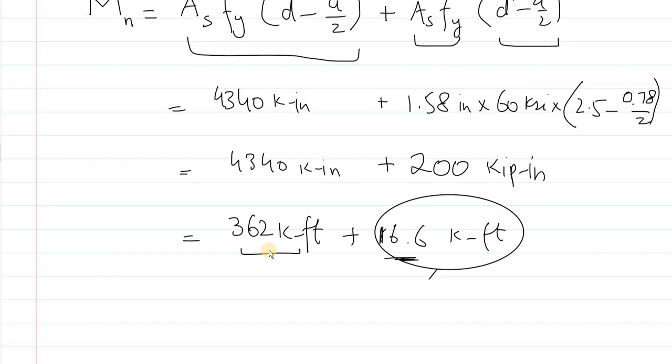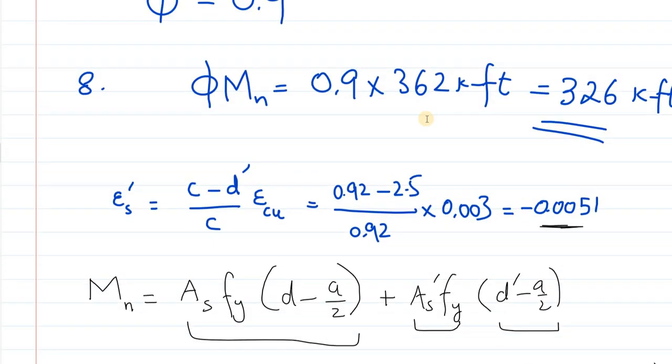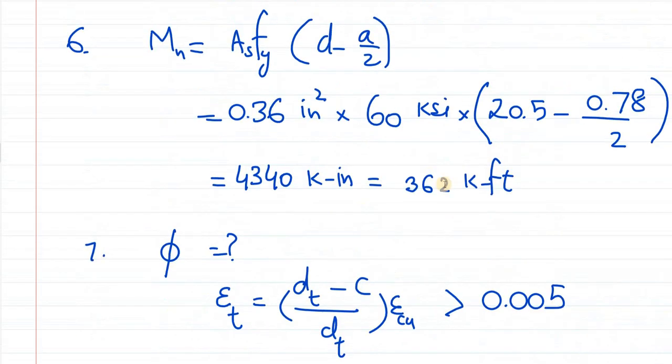And this is sort of an extreme case where the value is very, very small. a is 0.78 inch. If this value were a bit higher, the contribution would be even smaller. For example, in another case, let's say a becomes 2 inches. Then this will be 2.5 minus 2 by 2, making 1.5, so the lever arm would be even smaller. In that case, this moment will be even smaller, and it will be even more reasonable to neglect this value. So this is the reason we did not include it in this answer for Mn.